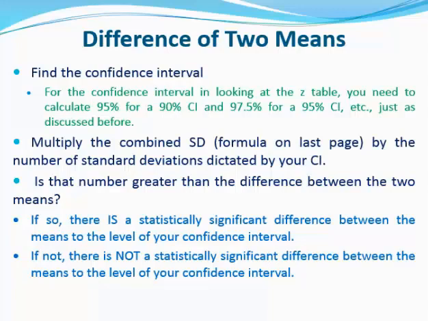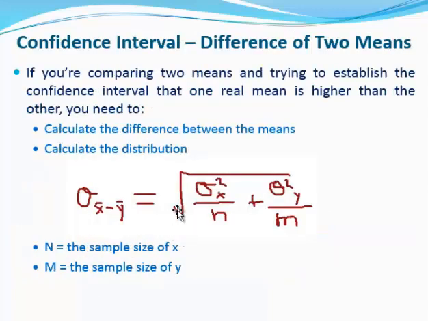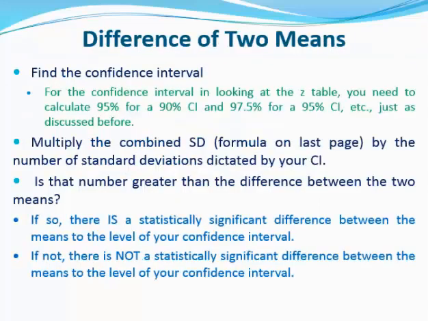So whenever you have a difference of two means issue, you're probably going to have a two-tailed distribution, as we do, and so when you're finding the confidence interval and you're using the z-table, you need to calculate 95% for a 90% confidence interval, 97.5% for a 95%, as we discussed before. Then once you have the standard deviation and your confidence interval, remember your standard deviation you figured out using this formula, the square root of each standard deviation divided by its sample size.